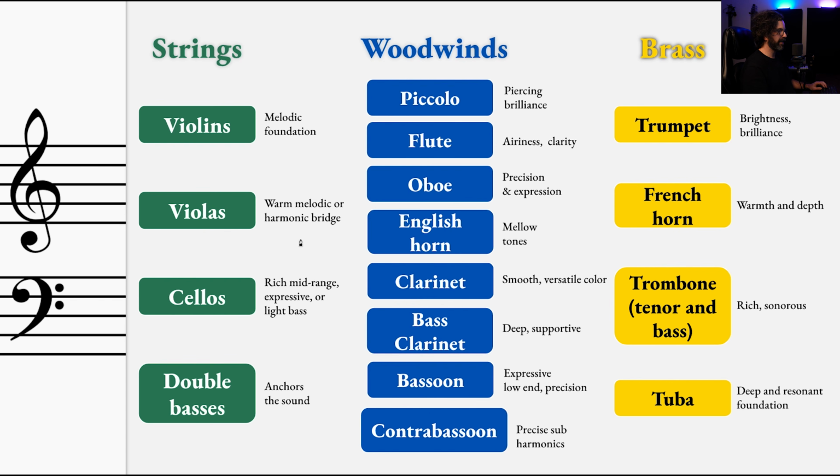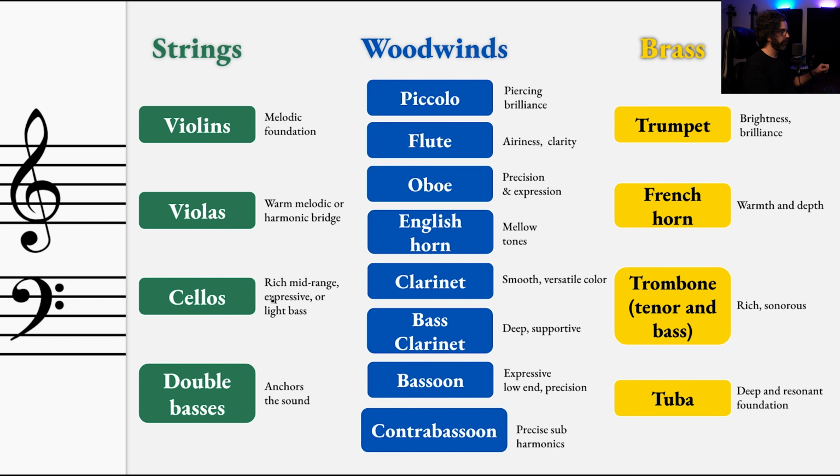Next, we go to the violas, a warm melodic or harmonic bridge. A warm melodic because they have a low C string, which is lower than the violins. So this warm melodic sound that you can get with the violas is really something that is typical of this instrument. And also the harmonic bridge. So this idea that the violas link the violins and the cellos together is very important with this instrument. So this is something that you need to take into consideration while you're writing for violas.